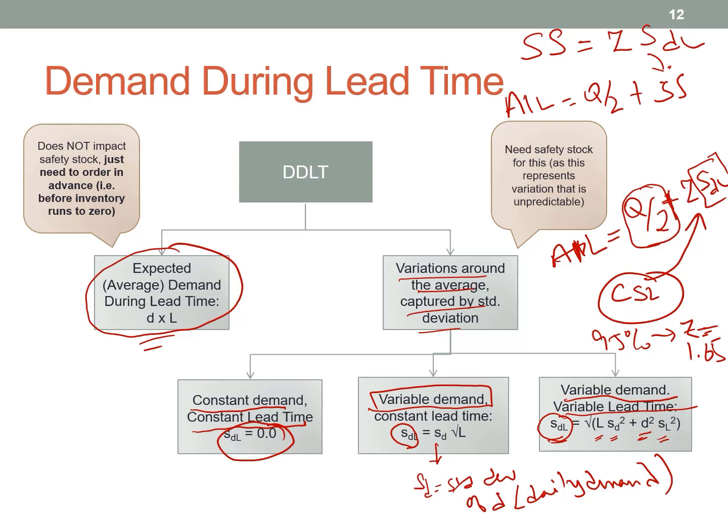So to calculate SDL, to complete our calculation of average inventory level, we need to figure out which situation we have. Do we have constant lead time, constant demand? Then we just plug in 0 for SDL, which makes safety stock go to 0. Or you have variable demand but constant lead time, where you use this formula for SDL, or you have variable demand, variable lead time, where you use this formula for SDL.